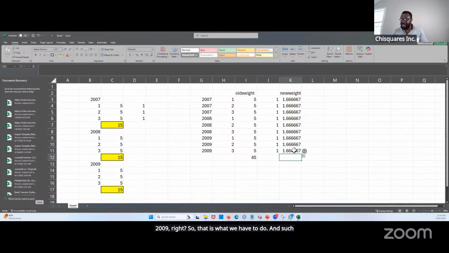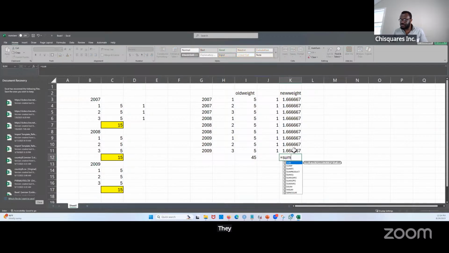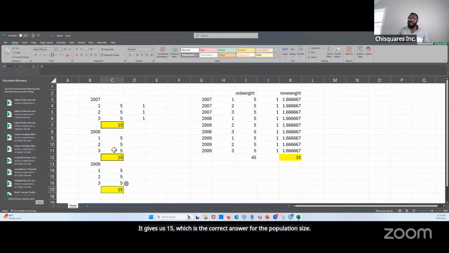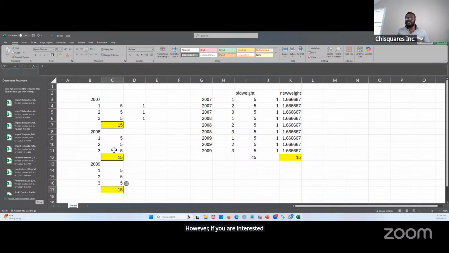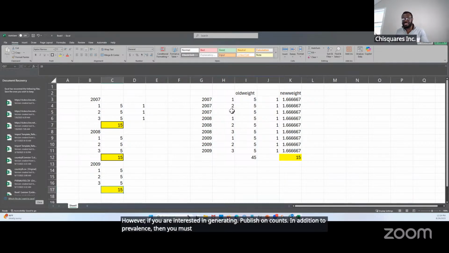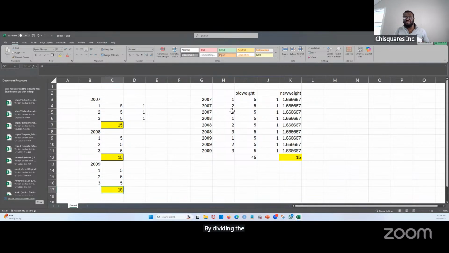And such that when we now add this together, it gives us 15, which is the correct answer for the population size, right? So when you pool data across multiple years, if you are not interested in generating weighted counts, you don't have to do anything. However, if you are interested in generating population count in addition to prevalence, then you must rescale your weight by dividing the weight variable by the total number of cycles appended together. I hope that's very clear.